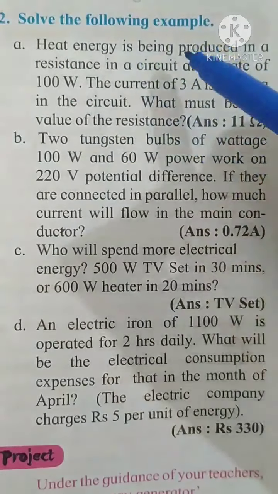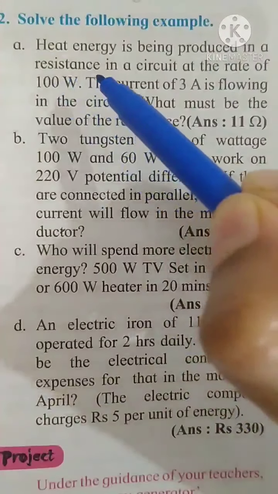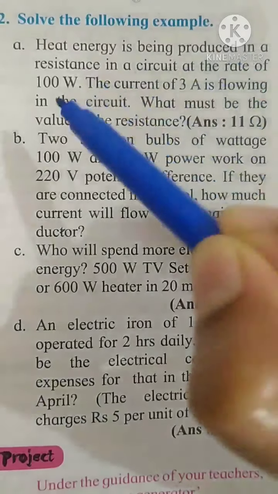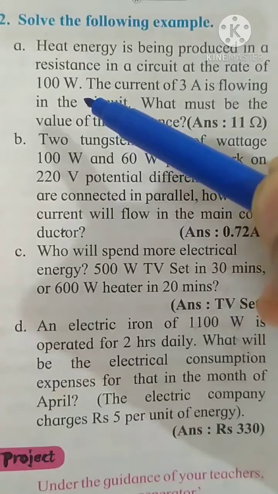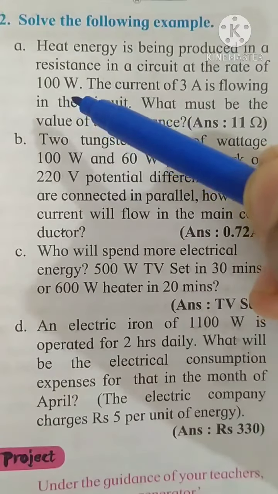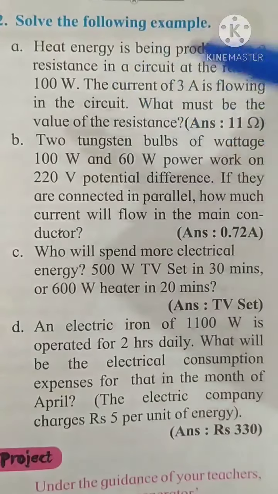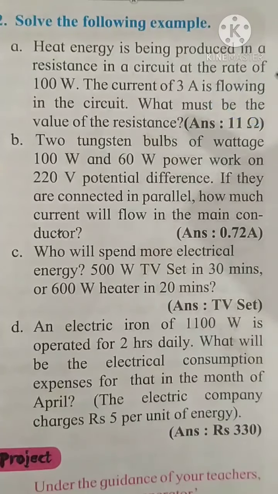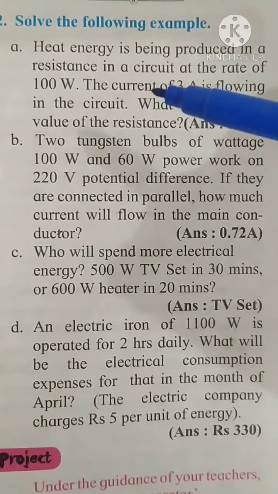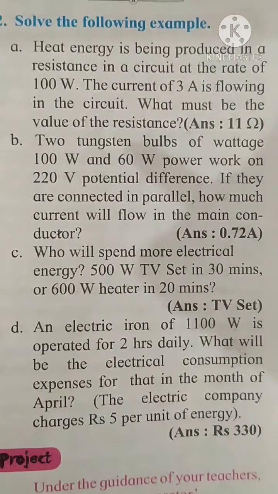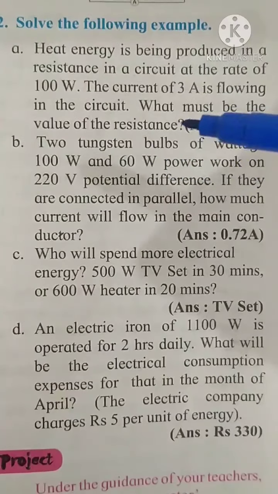Heat energy is being produced in a resistance in a circuit at the rate of 100 watts. Heat energy is produced at the rate of 100 watts. 100 watts means it is about power. Current of 3 ampere is flowing in the circuit. Current I, 3 amperes. What must be the value of the resistance?